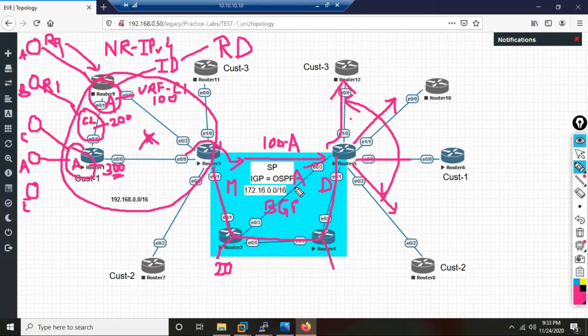Will it also go like A only? No. A will now have what? A sticker of 300. So when the routes land on R5, are they landing as normal routes? No. Now the routes are no longer normal. They are not IPv4 routes. They have some additional information, that is, RD information is there with the route.